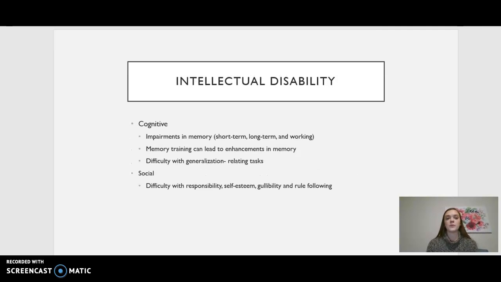Another exceptionality we discussed was intellectual disabilities. Many characteristics, again, go with this one, one being the cognitive characteristics. Students with intellectual disabilities usually have impairments in their memory, including short-term, long-term, and working memory. Memory training, although, can lead to enhancements, so their memory can improve. They also have difficulty with generalization, so relating tasks is hard for them. Next, with the social part of their characteristics, they have difficulty with responsibility, self-esteem, and rule following.